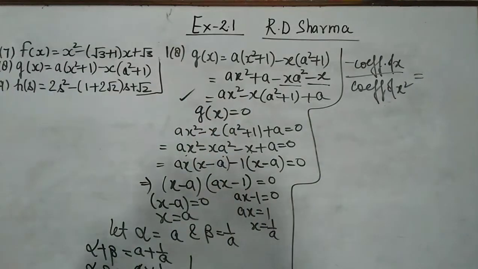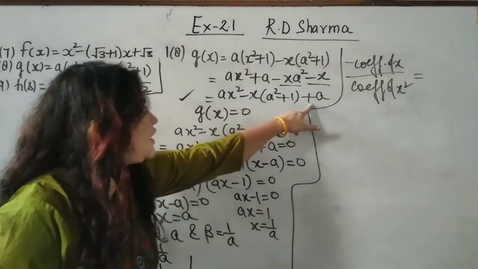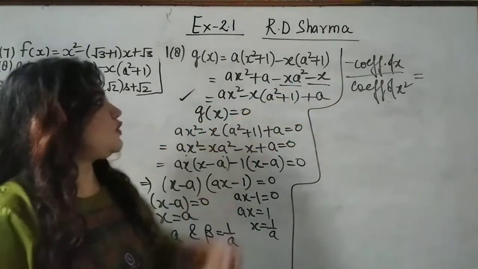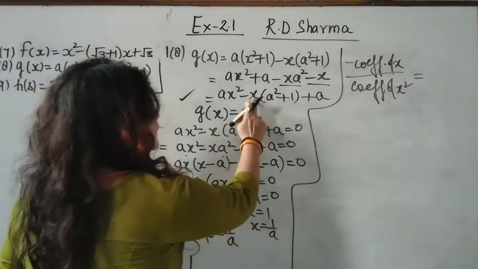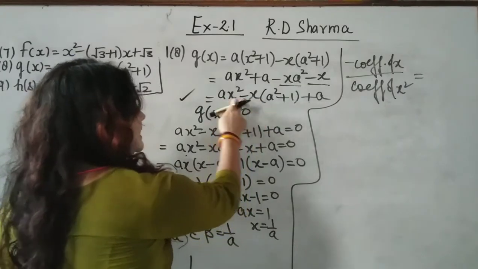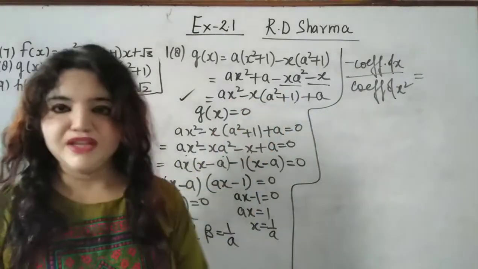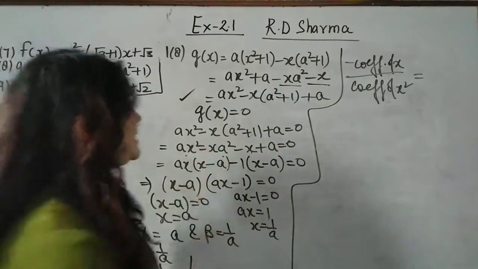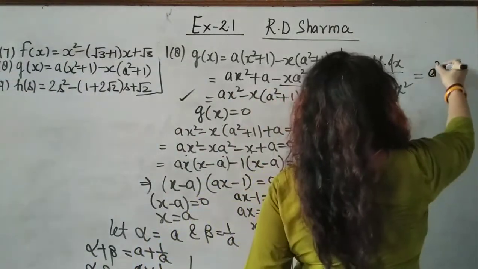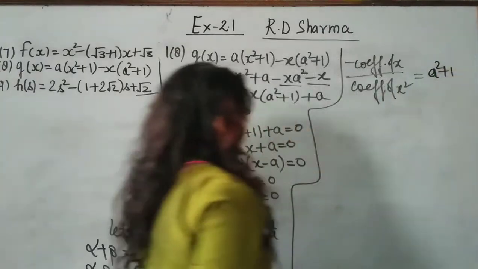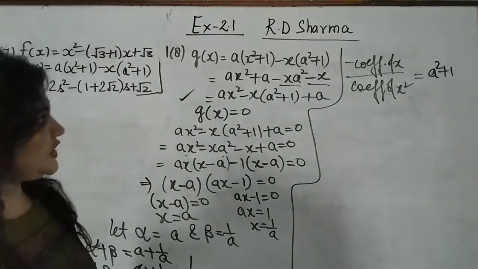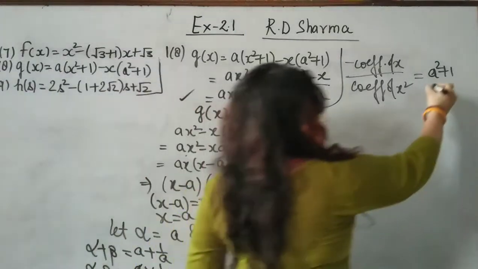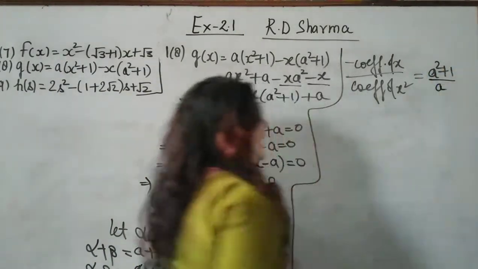तो ये हम कहाँ पे चेक करेंगे? अपने स्टैंडर्ड फॉर्म पॉलिनोमियल में. This is the standard form polynomial. ठीक है. So coefficient of x. What is the coefficient of x? This minus a square plus 1. This is the coefficient of x. But we already have minus. So minus minus plus. So it means we will write a square plus 1, okay, a square plus 1 upon coefficient of x square. And what is the coefficient of x square? a. So a square plus 1 upon a.